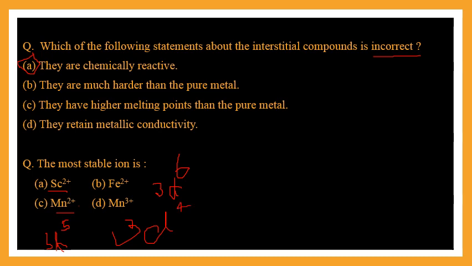So the stability of the ion can be found out by whether the orbital is half filled, or fully filled, or has 0 electrons present in the orbital. Here the half filled d orbital is of Mn2+, so this Mn2+ ion will be the more stable ion, and this is the correct answer here.